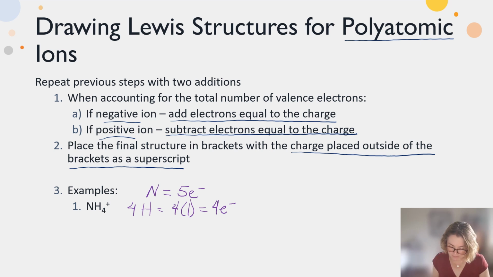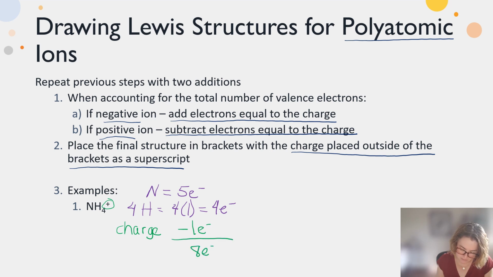And now I'm going to add my charge. My charge here is a +1, and it says that if it's a positive ion, I'm going to subtract electrons equal to the charge. So I'm just going to write a reminder here that I'm dealing with the charge, and I am going to subtract 1 electron since my ion has a +1 charge.